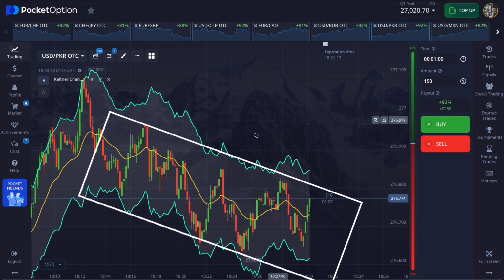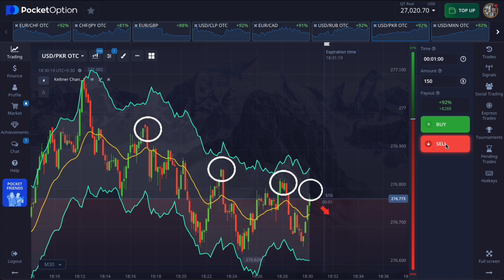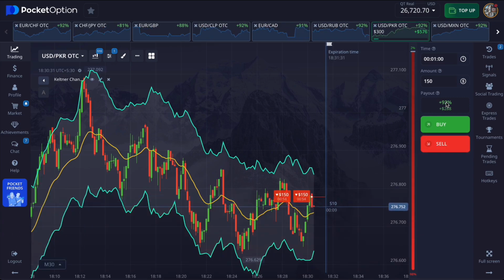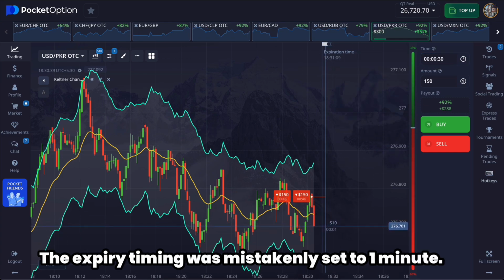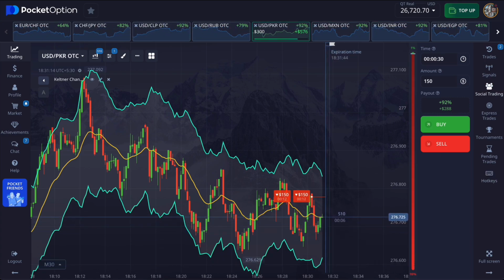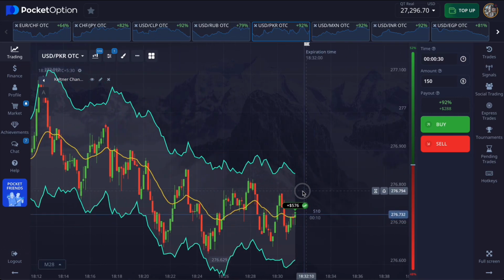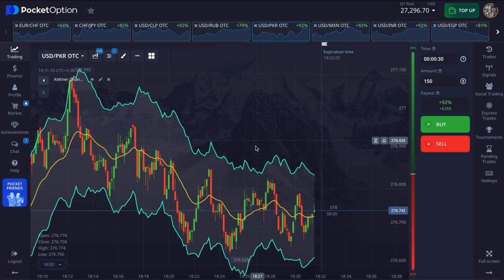So here the overall movement of the market is in downtrend. But the market goes a little above the middle line every time, and then goes down again. So we will place the entry at the right place. So here, while changing currency, the expiry timing was mistakenly set to 1 minute. While placing an entry, you should know which pattern is going on in the chart. This increases the winning ratio. And that's great. This entry of ours has also won easily. And you should see every entry, so that when you use it, you can easily find the entry place.